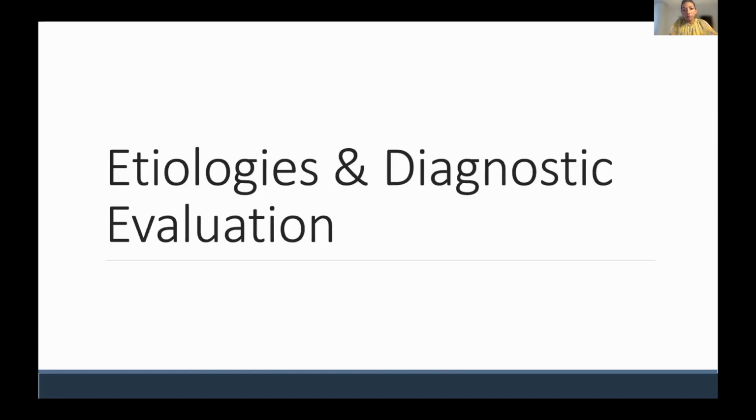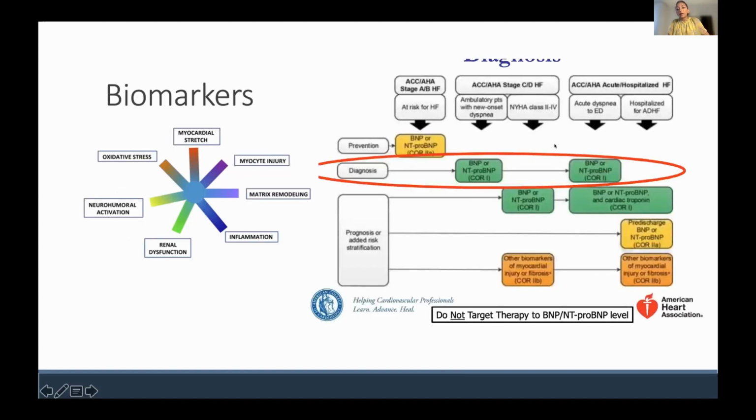BNP is really the most important marker, which has a role in diagnosis. There's a class of recommendation 1 for using BNP or NT-proBNP in ambulatory patients with new onset dyspnea and with acute patients who are presenting with acute dyspnea to the ED as well. So this is where it has a role in diagnosis.